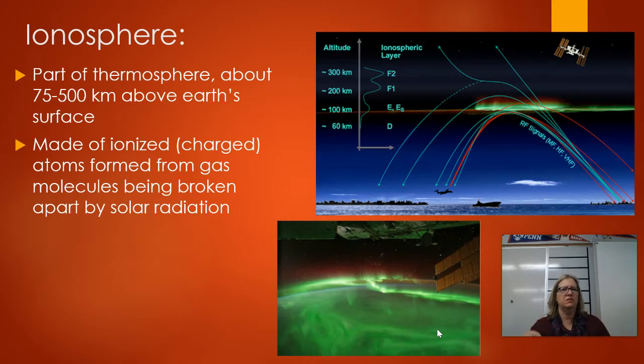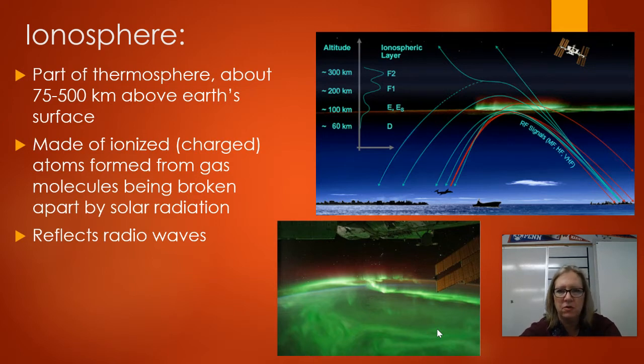Okay, so we're going to talk about these things called solar winds in just a minute. So as the sun's hitting the atmosphere, there's all kinds of energy and there's a lot of radiation to it. And it can break apart some of these gas molecules and cause them to be ionized and charged. Okay. That layer of charged particles actually reflects radio waves.